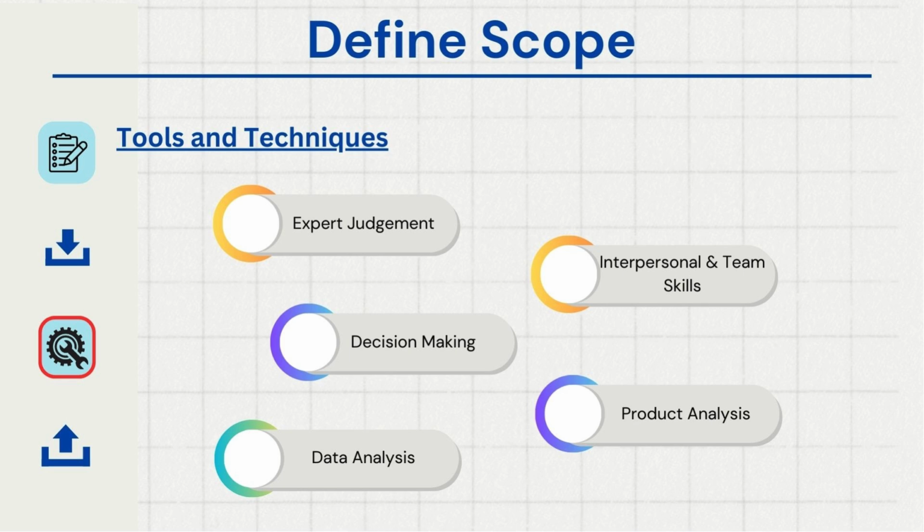What tools and techniques can we use? Expert judgment is one such technique that is used in most project management processes. It is very useful. We can also use decision-making techniques such as multi-criteria decision analysis and data analysis to determine the best possible options. Alternative analysis and interpersonal and team skills are also critical. Facilitation skills play a key role. If you are running a meeting, these skills are necessary to ensure success. Product analysis is another essential aspect, as it helps determine what is in scope and what is out of scope for the product we are building.